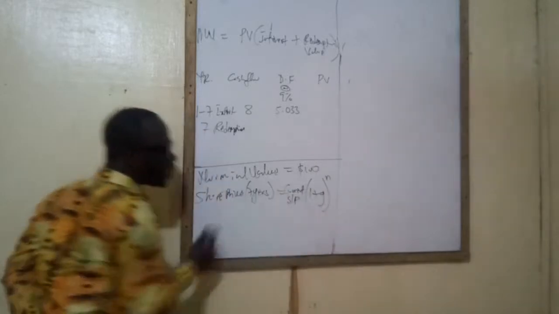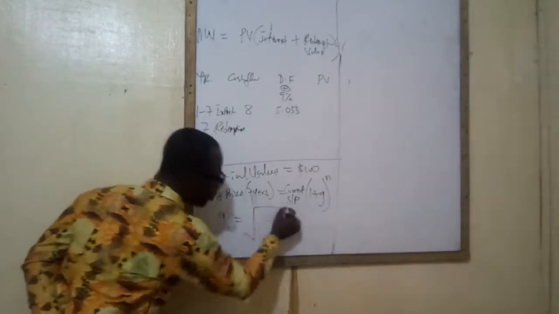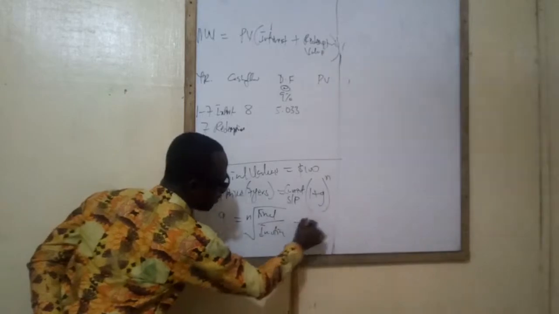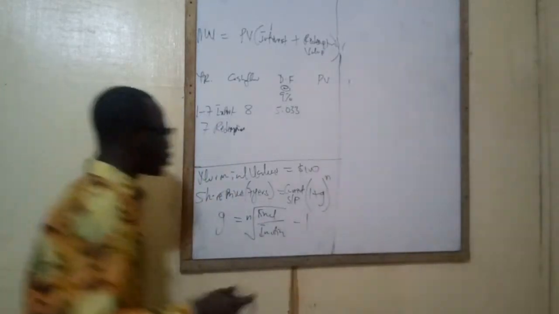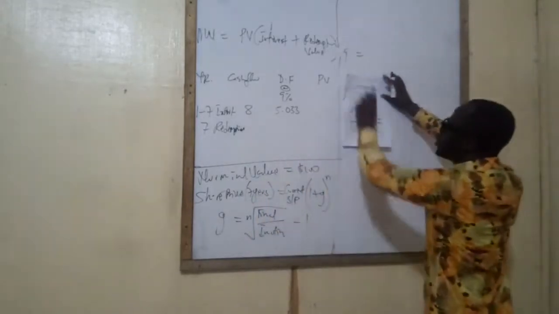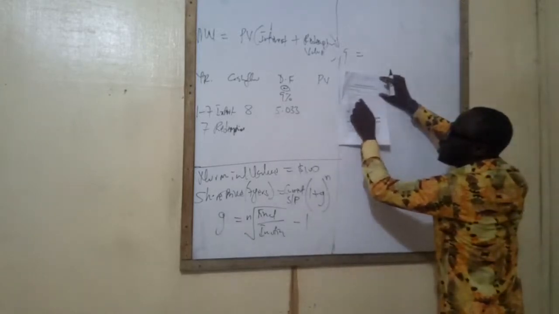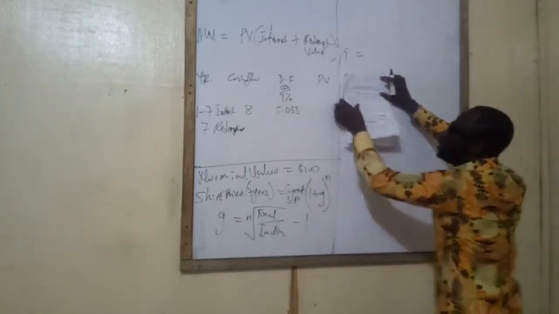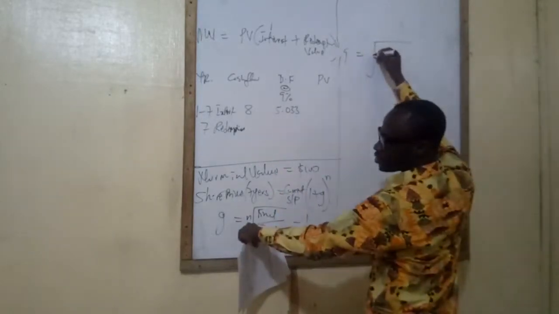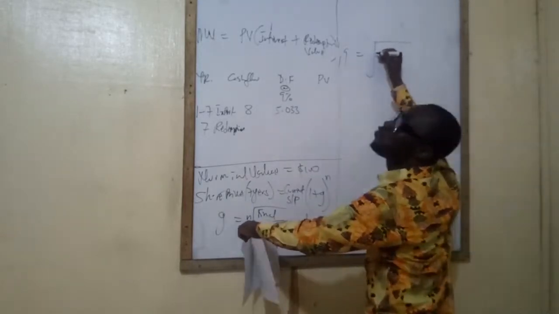Now, how do we calculate growth in the share price? I told you that growth should be equal to the n-th root of final over initial, minus 1. Do you remember this? So, we are calculating the growth in the share price. How many years do we have for the share prices here? 4 years. So, we will use what? The n, we will use what? 4. 3.